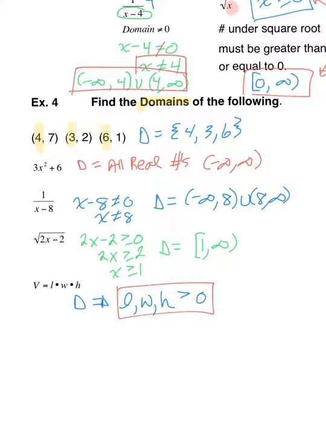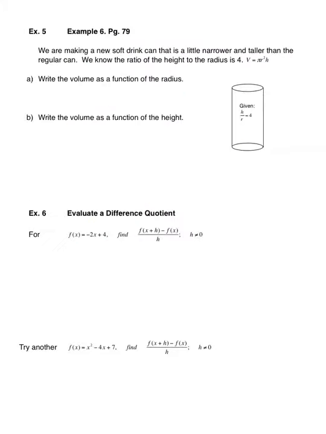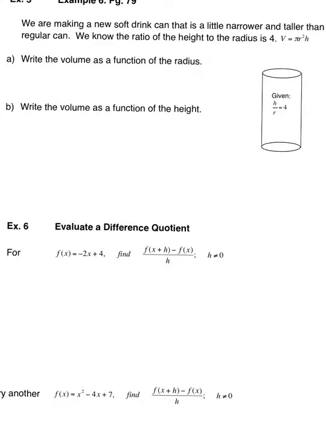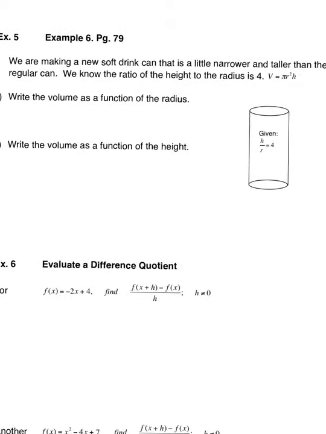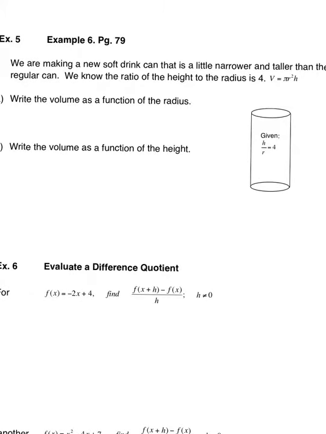All right, last page are some applications. So here we go. As we look at example 5, it is a real world problem involving a cylinder. And so we're making a new soft drink can that is a little narrower and taller than the regular can.